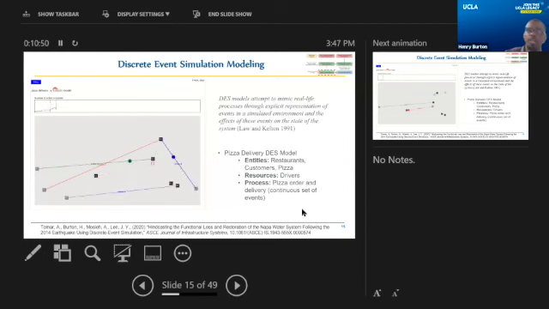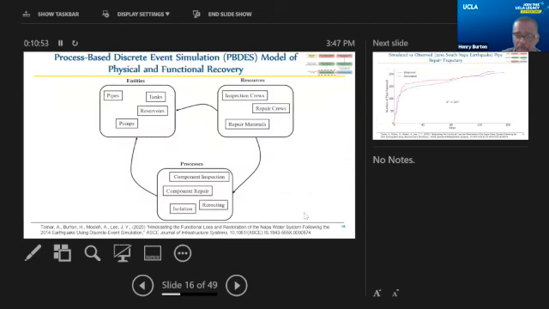If we put the DES model in the context of the water distribution system, then the entities would be the physical components: the pipes, the pumps, the tanks, the reservoir. The resources would be the things that are needed to bring about recovery: the repair materials, and the inspection and repair crews. The processes are the activities needed to restore functionality: inspecting damaged components, repairing them, and any isolation or rerouting that's done.